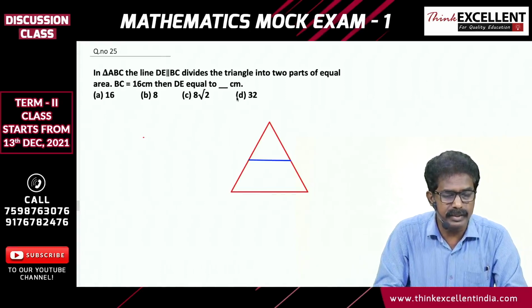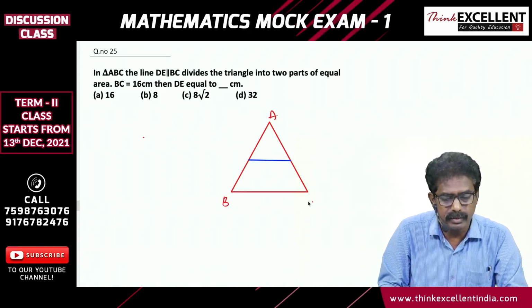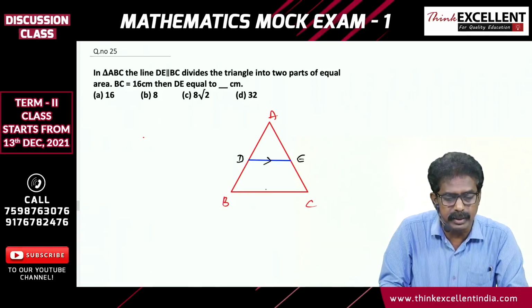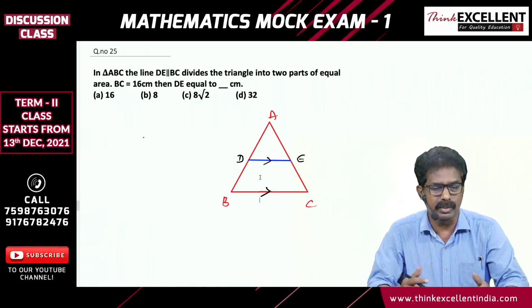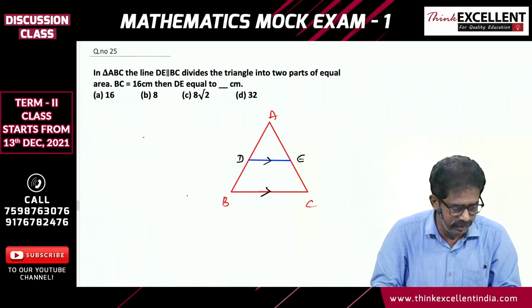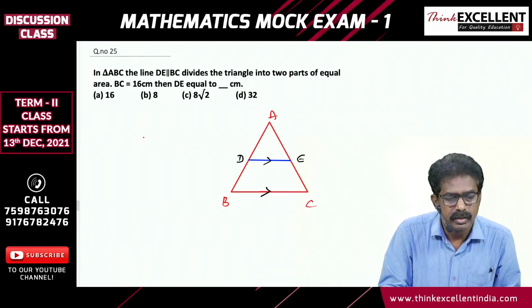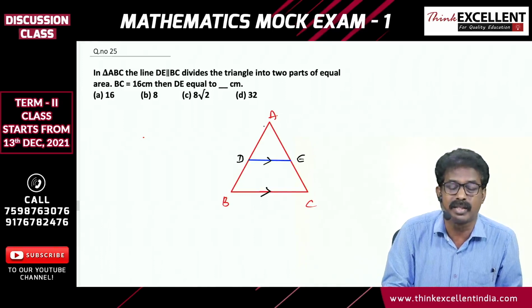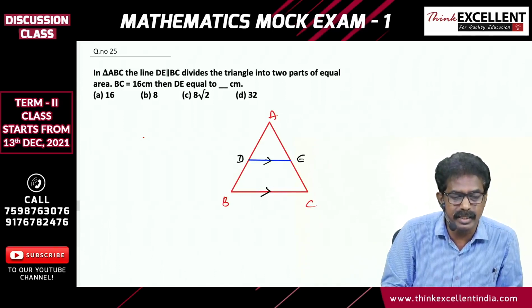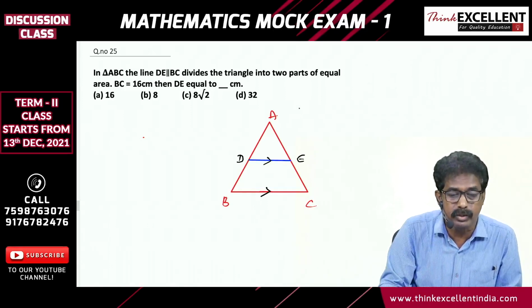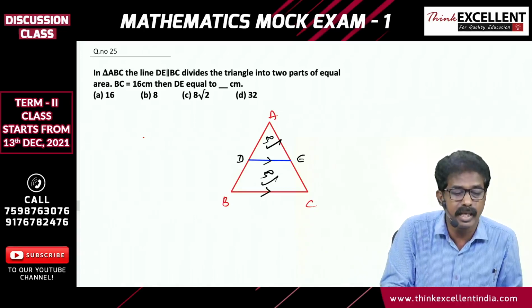In triangle ABC, so we give a name, ABC is a triangle. DE parallel to BC. Parallel, now we know either the basic proportionality theorem or similar triangles. Let us see here. It divides the triangle into two parts of equal area. See, something different, right? ABC is a triangle, DE is a line parallel to BC. It divides the triangle into two parts of equal area. This area and this area, they said equal. Suppose this is 50, this is also 50. Both the areas are equal, they said, right?